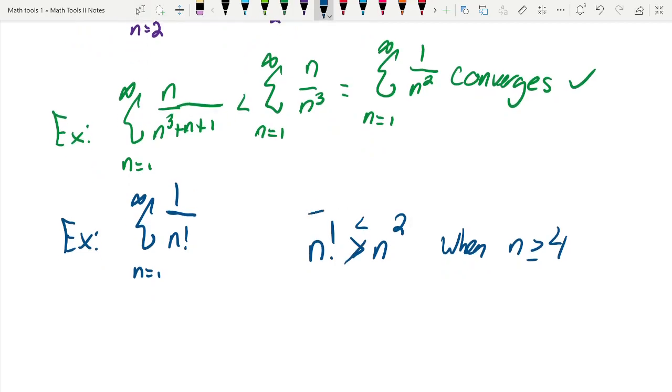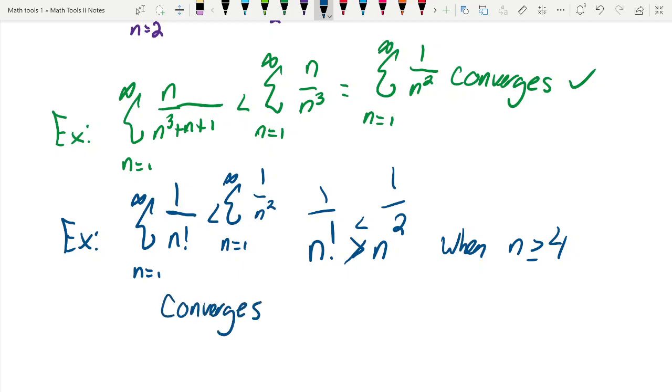So the opposite will hold true if we put those in the denominator. So this is less than the sum from n equals 1 to infinity of 1 over n squared. So that's one that we know converges by the p-series. So we say that this converges.